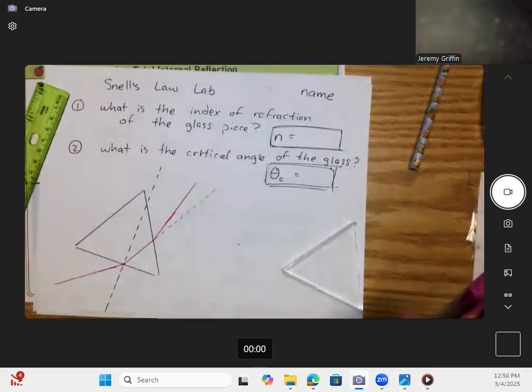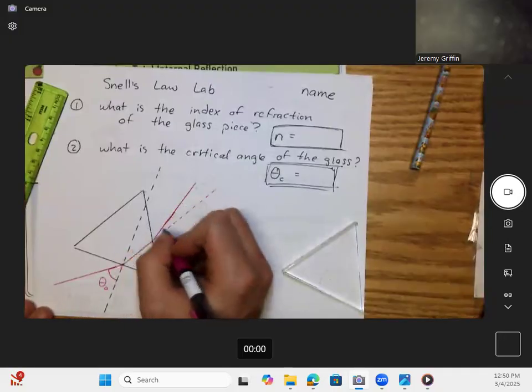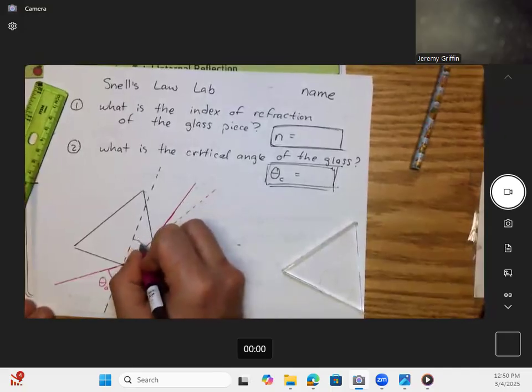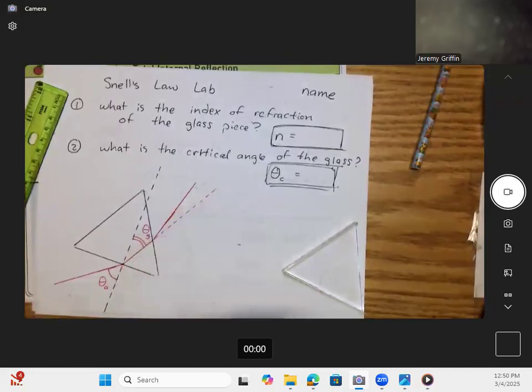Okay. So what are my angles? Here's my angle of incidence right here. I'll call it theta A for the side of air. And here's my angle of refraction. I'll call it theta G for theta on the side of the glass. You guys see that? Okay.